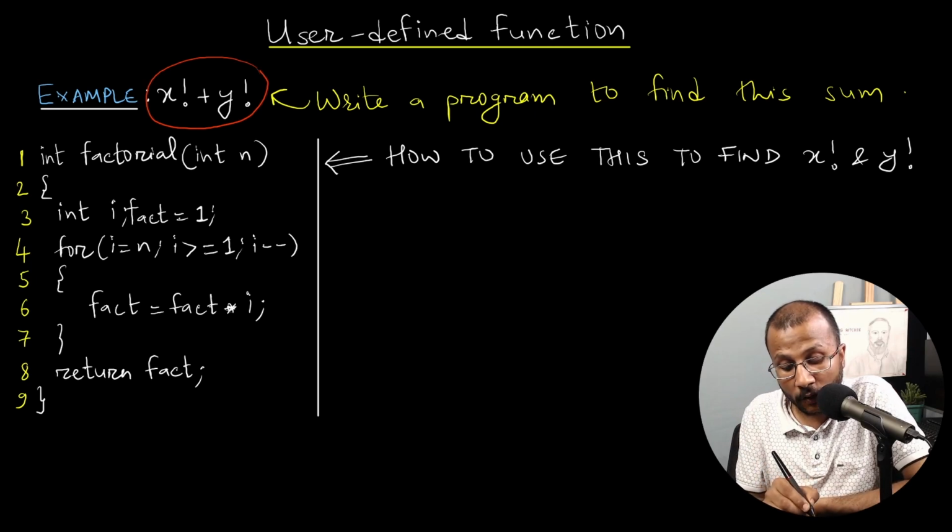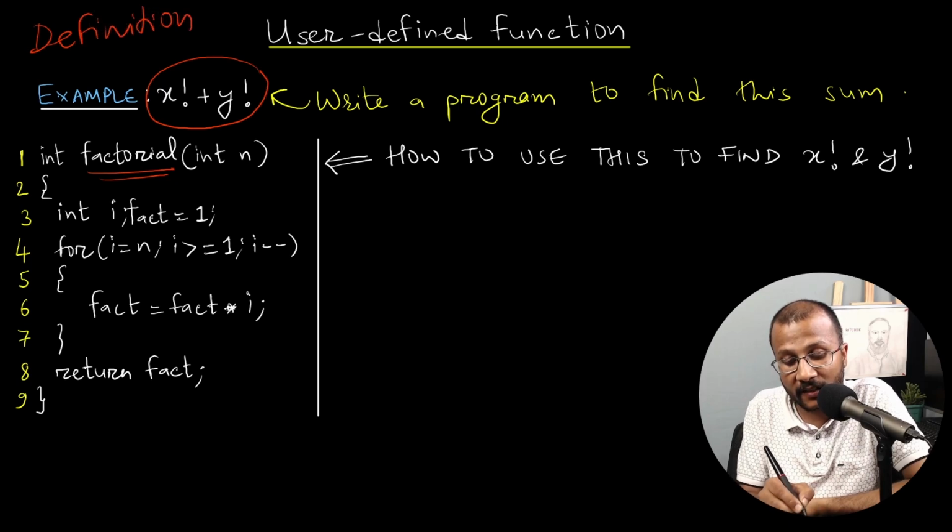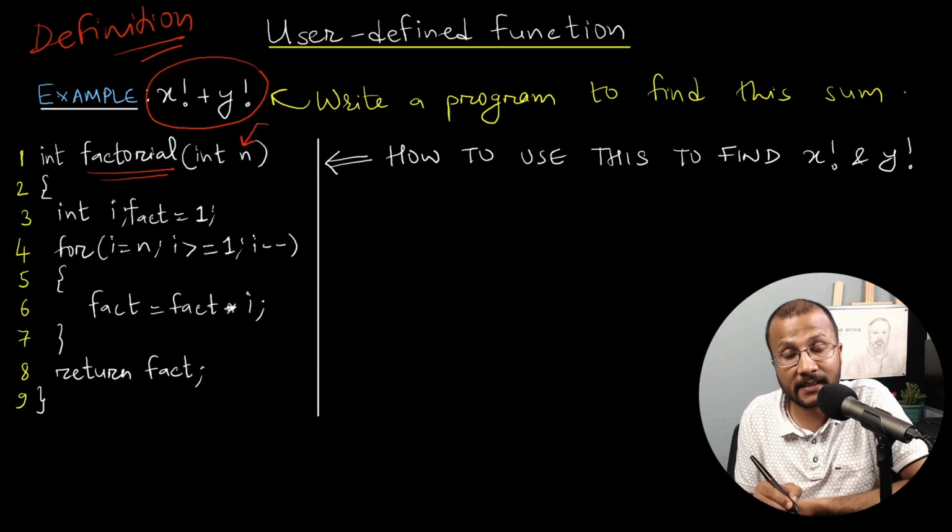We have already written down a function, that is, we have defined the function. This is called function definition. So we have already defined a function. The function name is factorial. It will take one input n as an argument, and then it will produce the factorial of that number. It will return back the factorial.